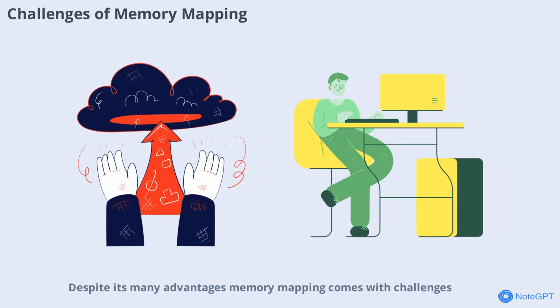Despite its many advantages, memory mapping comes with challenges. Managing large mapped files can lead to address space fragmentation, and improper use can cause resource leaks or crashes. Developers must carefully manage mapped regions and handle errors gracefully to avoid problems. Understanding these challenges is key to using memory mapping effectively and safely.